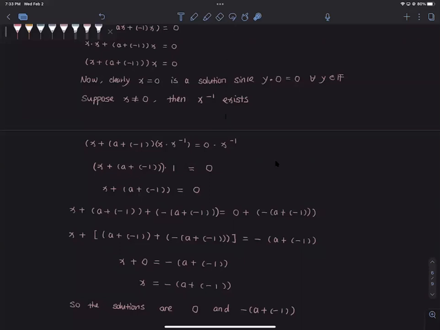Let me think. 1 plus 1 is 0, right? Yeah, 1 plus 1 is 0 in the 4-element field. Oh my god, I proved it. So the additive inverse of 1 is 1 itself, so 1 equals -1.